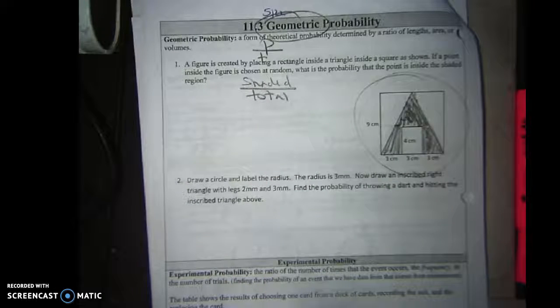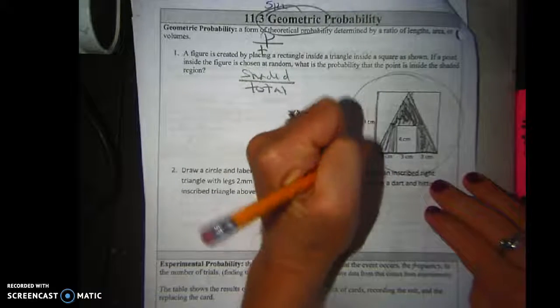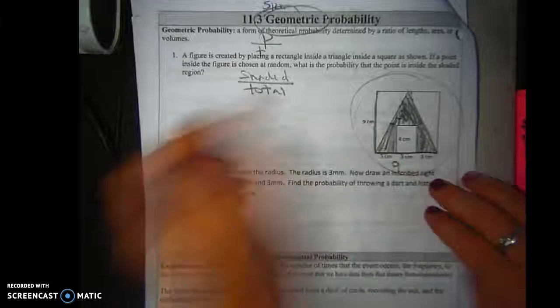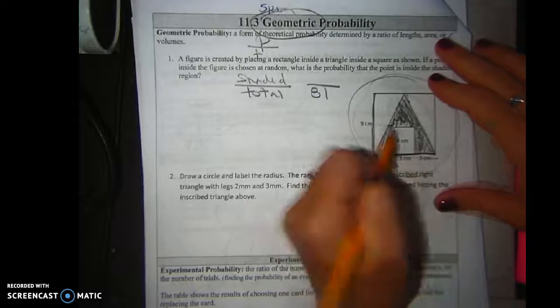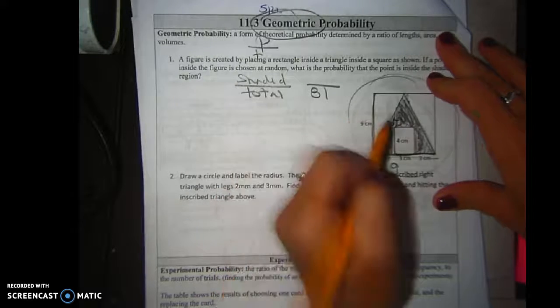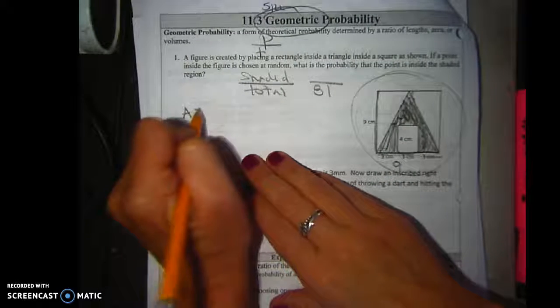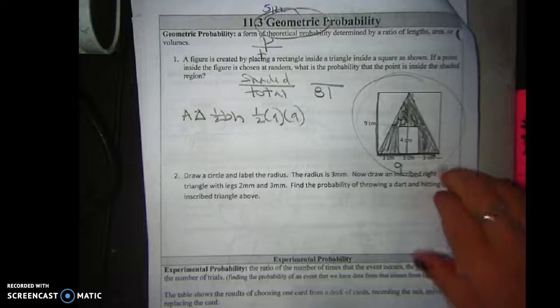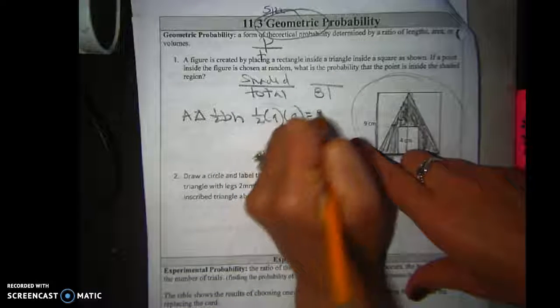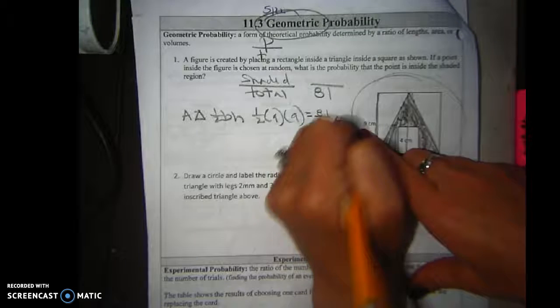So I kind of feel like it's easiest to figure out the total right now. And if you look, the dimension of this is 9 by 9, area is base times height, so the total will be 81. Now to figure out the area of the shaded region, well, it's the triangle, and I know it's the triangle minus this. So we've got to figure out the area of the triangle, which is 1/2 base times height, which is 1/2 my base 9, and then my height is also 9. Okay? So that ends up being 81 over 2, which is 40.5.